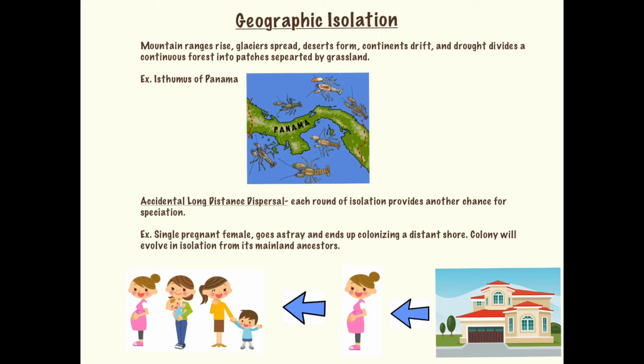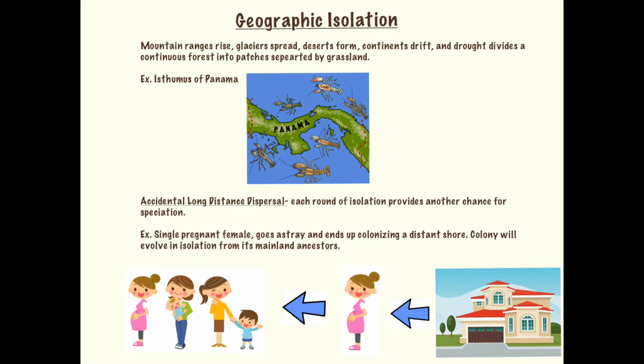However, this is not the only way species become separated. There's accidental long-distance dispersal. This is when a colony or population can evolve in isolation from its ancestors. For example, a single pregnant female wanders off and ends up colonizing a distant area. The colony will evolve in isolation from its ancestors.